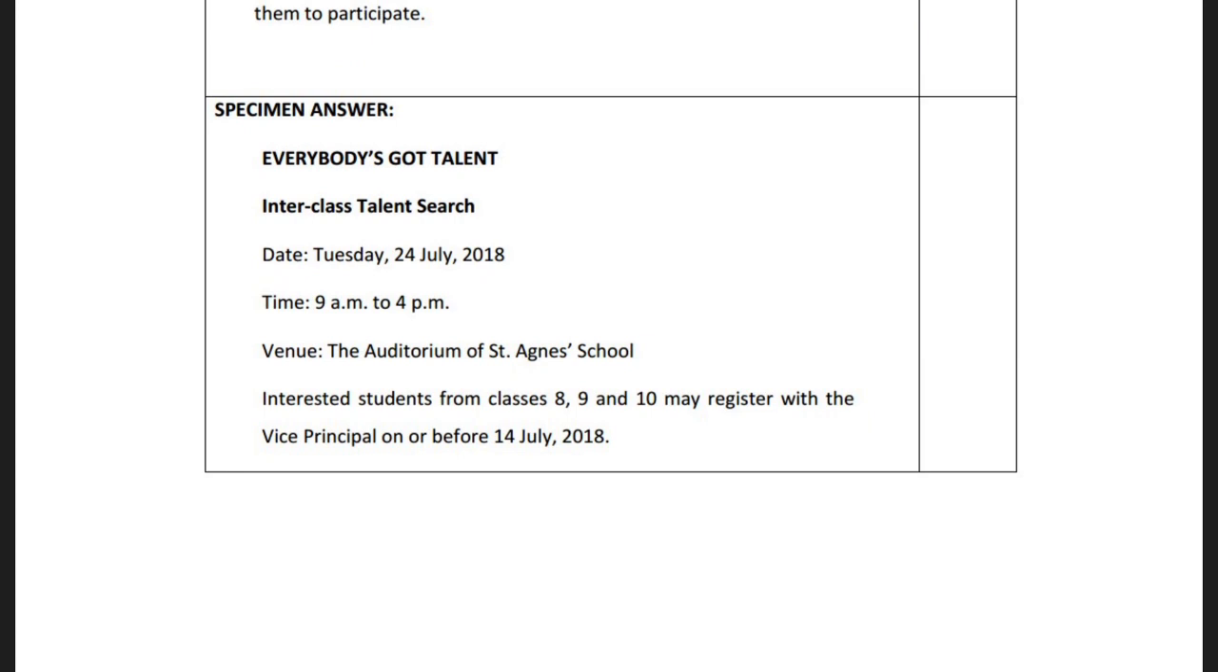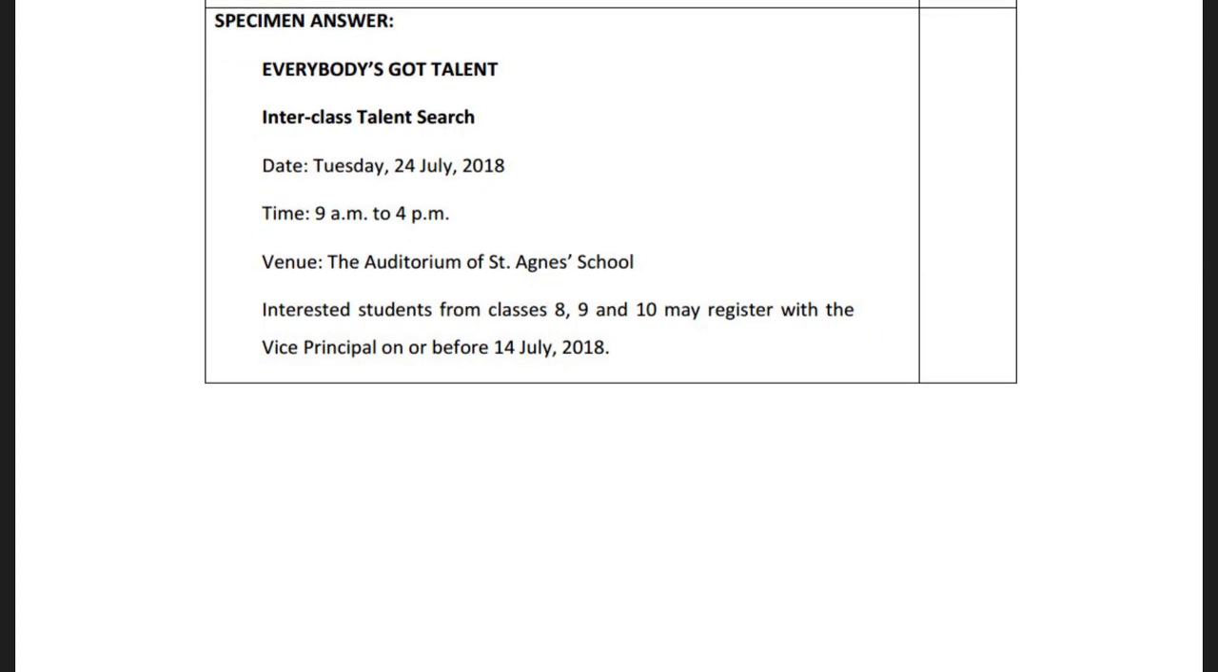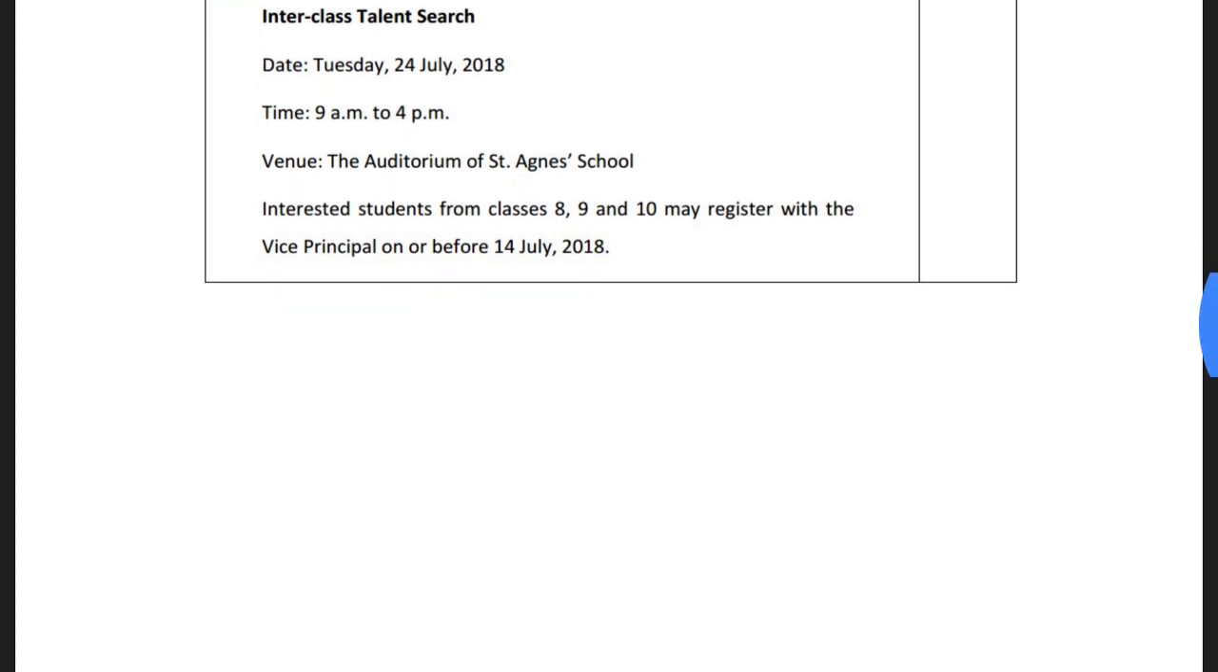Then time, again put a colon and write, instead of writing at, you are writing time specifically, left align. Then venue, you are mentioning VENUE, which we did not do in case of the first pattern. So this also is permissible. Then you mention the venue. Then interested students from classes 8, 9 and 10 may register with the vice principal on or before a certain date.